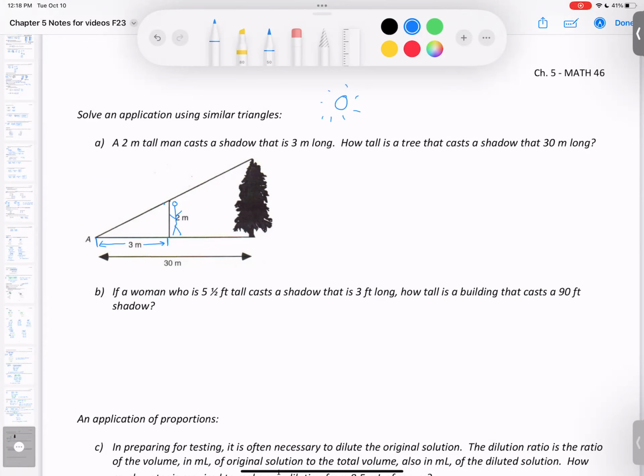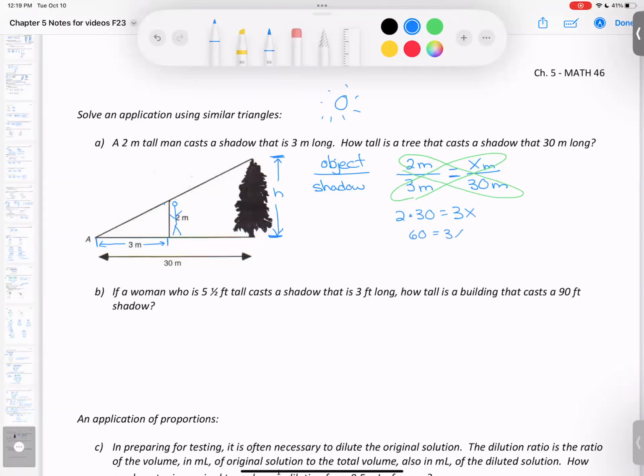So in this case, we have a 2 meter, sorry, 3 meters would be a very tall person. We have a 2 meter tall object, which is casting a shadow that is 3 meters. Okay, we know that's going to be an equal proportion to a tree, which is x meters tall, and casts a 30-meter shadow. So now we can do our cross product. And we would say 2 times 30 equals 3 times x, or 3x. 2 times 30 is 60, so we have 60 equals 3x.